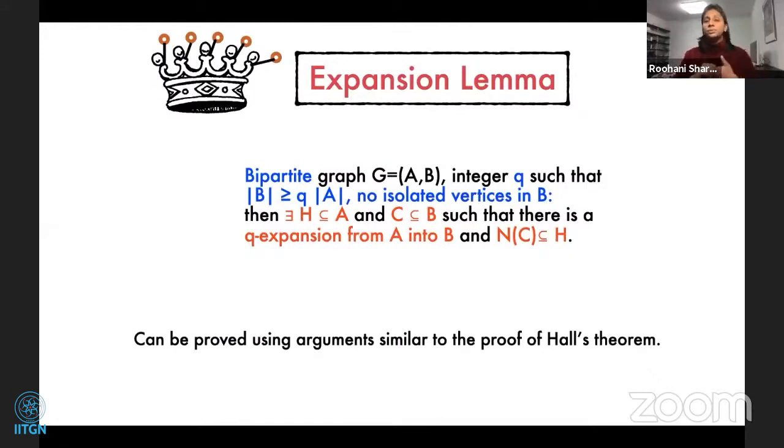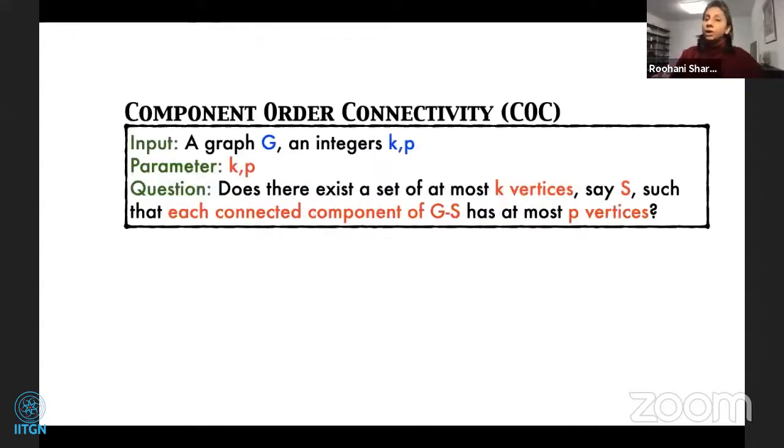The proof of it uses very similar arguments to the proof of Hall's theorem, which goes by induction on A. So I'll just skip the proof of it, but let's just try to see examples where this can be applied. So let's look at an example problem for this, and the problem is called the component order connectivity problem. So this is again one of the generalizations of the vertex cover problem.